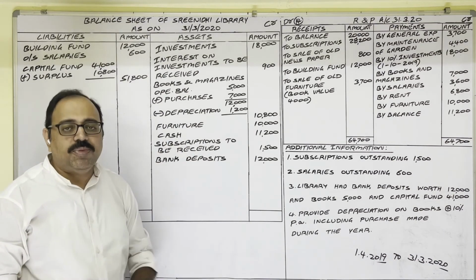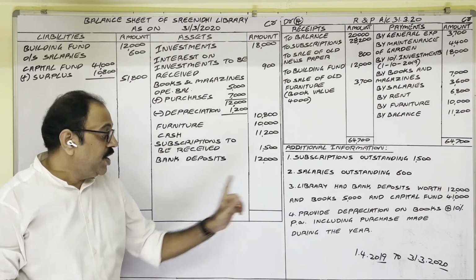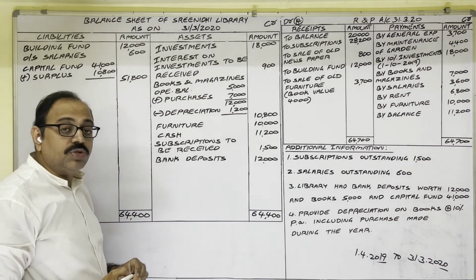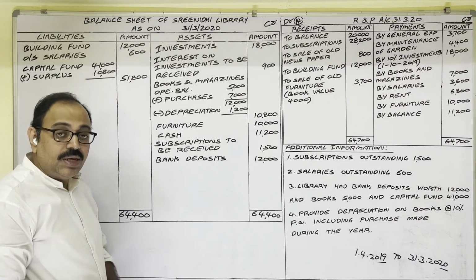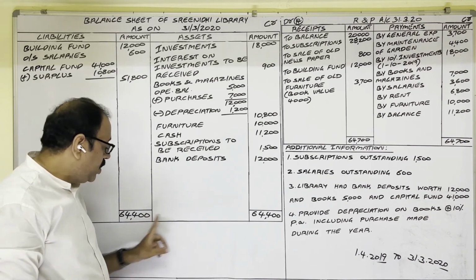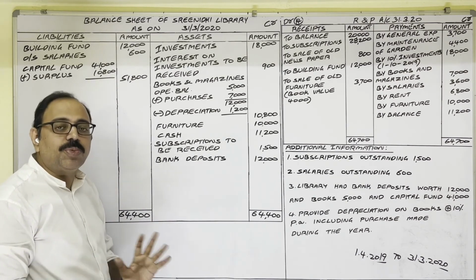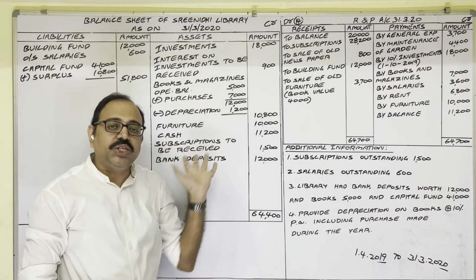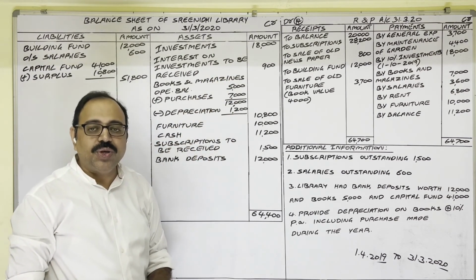So everything is completed. Finally, find out the totals of the two sides. The two sides total is 64,400. Same. Thus, in the balance sheet, the two side totals should be the same. Then only our problem is correct. So this is all about the 14th problem from this topic. Hope this video is helpful to you. Thank you.